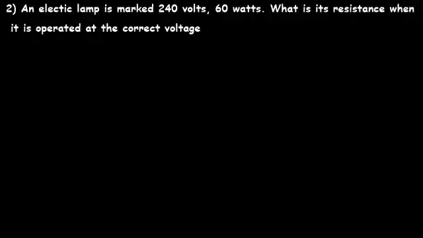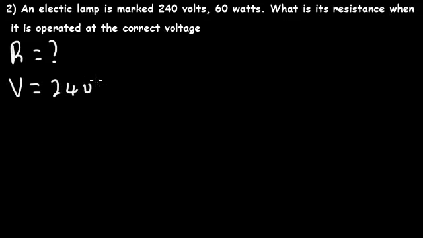So just like before, let's write out what we know. The goal is to find the value of R. So what would it be? We are given the voltage. V is 240 volts. Now we are given the power.